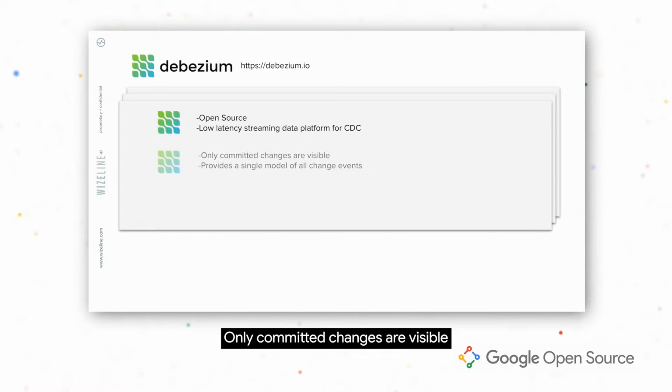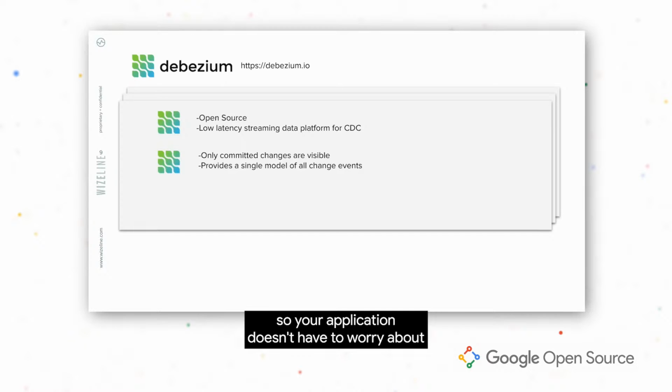Only committed changes are visible, so your application doesn't have to worry about transactions or changes that are rolled back. Debezium provides a single model for all change events, so your application does not have to worry about the intricacies of each kind of database management system.